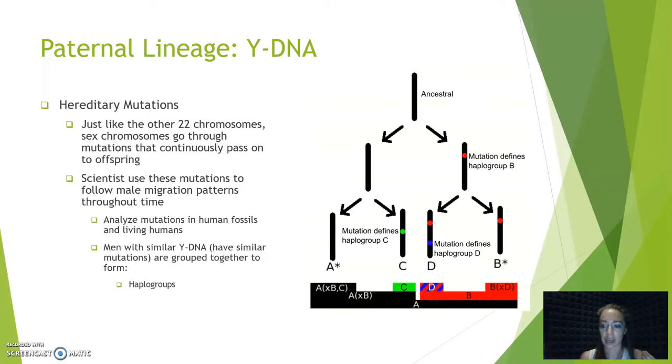Men with similar Y DNA mutations are grouped together to form haplogroups. And as you can see from this picture, you have the first, I say that in quotes and you'll see why later, the first Y DNA chromosome. A mutation occurs, so this got put into haplogroup B. No mutation occurred, so this one stayed A. No mutation occurred, this one stayed A. Mutation occurred on this one, so it became C haplogroup. This one, B mutation maintained, so it's still a B. This one has a B and another mutation, so it became haplogroup D.